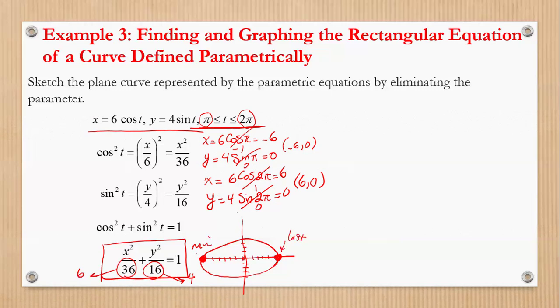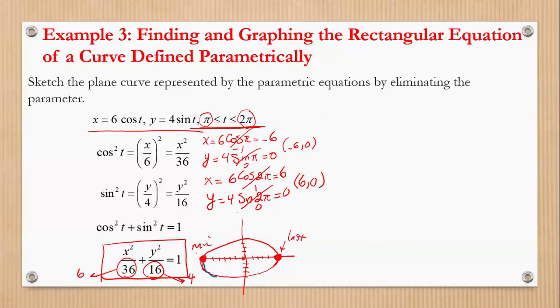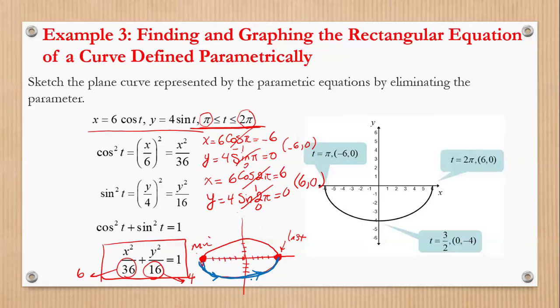And that's the direction. So let me show you in a different color. If I want to graph this ellipse, I get this part. And that's the direction. So we will have this graph by just replacing pi and 2 pi to find the lowest and the highest point of the graph, the first and the last point.